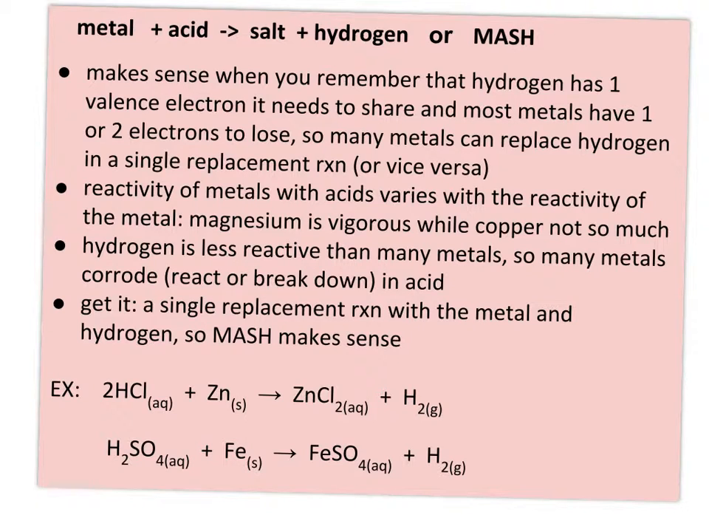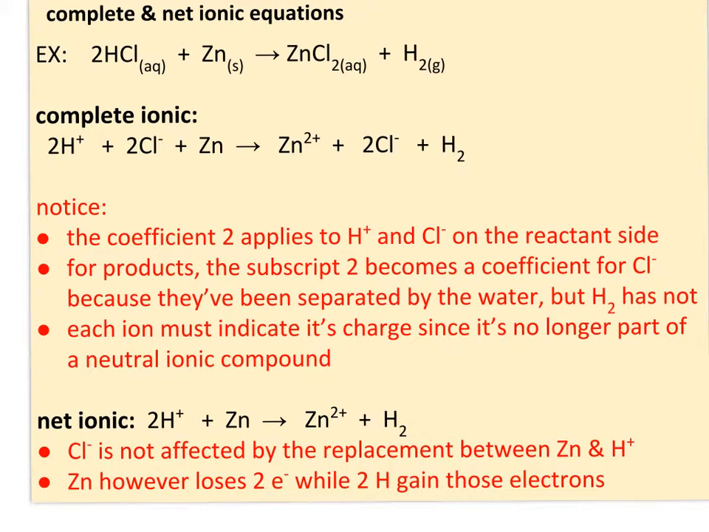The metal and the hydrogen swap places and leaves you with the salt and hydrogen. And again, you just see the single replacement here between hydrogen and zinc, and then between hydrogen and iron. Last thing to mention on this video is this idea of complete and net ionic equations.